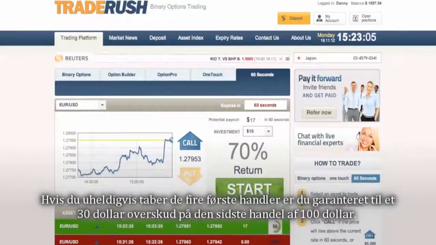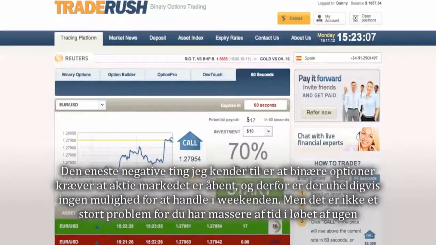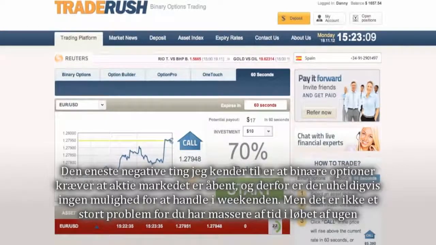on the last trade. Yeah, so the only downside I know is that binary options do require the stock markets to be open. Therefore, unfortunately, there is no trading on the weekends, but that's not a big curse because you've got plenty of time during the week.